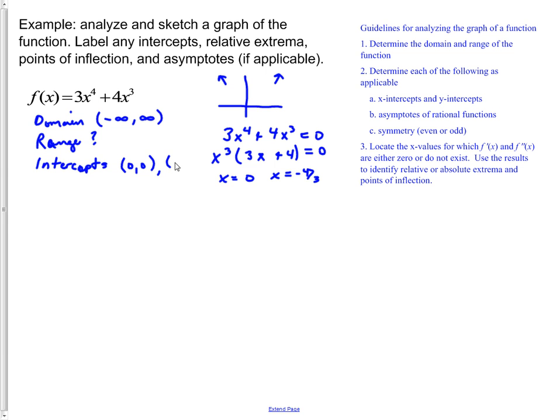Now, luckily, if 0, 0 is the x-intercept, that also means it's the y-intercept. So we don't have to go any further in defining the y-intercept. But we find a y-intercept by setting x equal to 0 and then finding the y value that goes with it. So in this case, 0, 0 is our case.